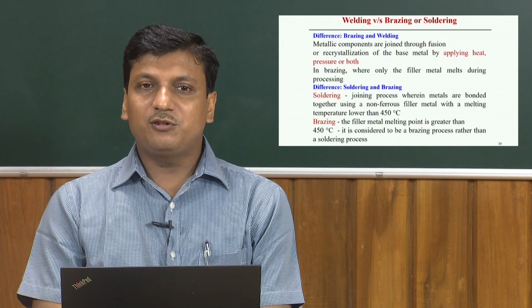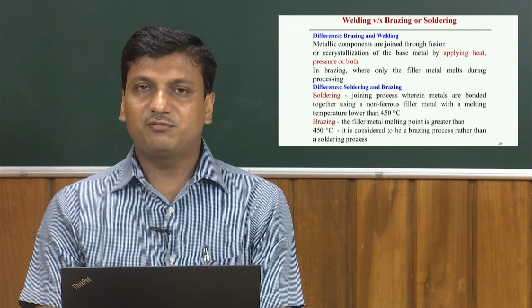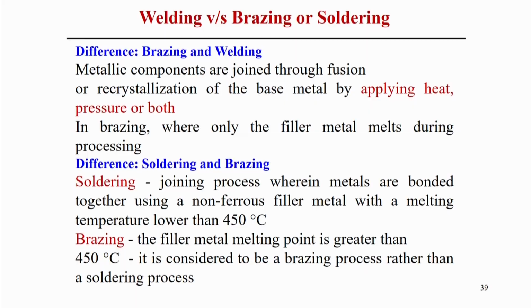Now, brazing and soldering are also kinds of joining processes, but how can we differentiate between them? Soldering is a typical joining process where the metals are bonded together using a typically non-ferrous filler material, and we can differentiate between brazing and soldering in terms of the maximum temperature. In soldering, the temperature should be below 450 degree centigrade.